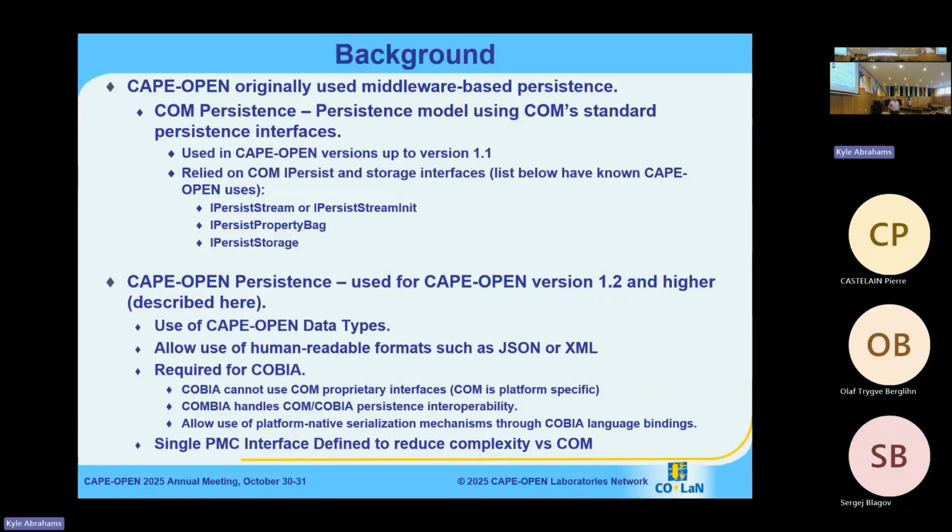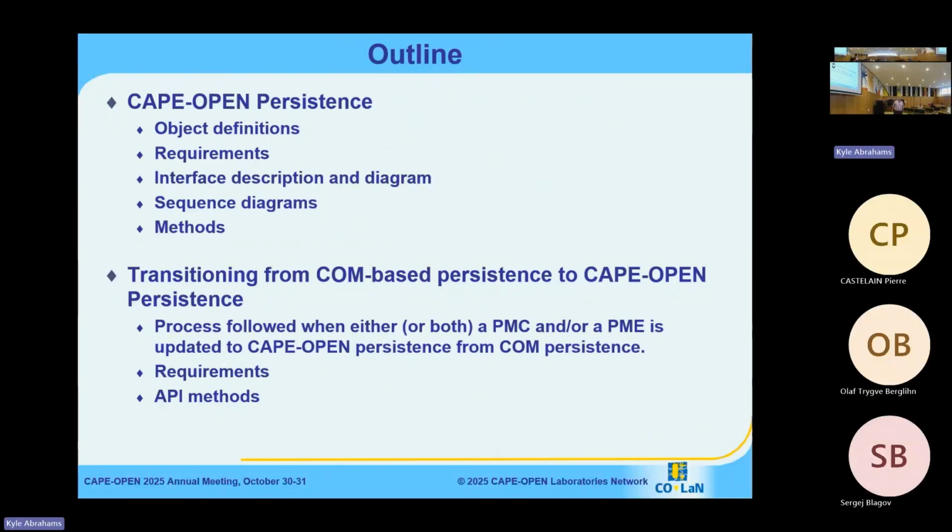And then a single PMC interface is defined to reduce complexity, as opposed to COM, which had three different choices or more. So I'll go over the object definitions, present some requirements, the interface description and diagram. There's a sequence diagram in here, and I'll go over and present some of the methods. And I'll also talk about the transitioning in similar fashion.